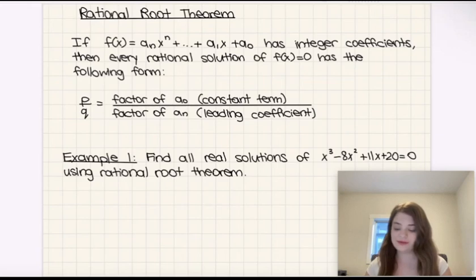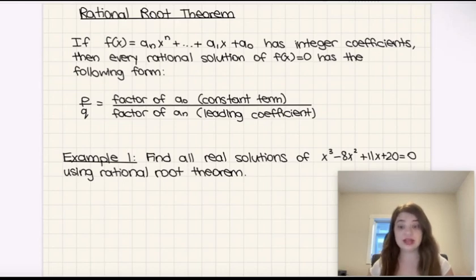It tells us that if f of x is a polynomial and it has integer coefficients, then every rational solution of f of x equal to 0 has the following form of p over q, where p is a factor of a naught, which is our constant term, and q is a factor of a n, which is our leading coefficient. And so our question asks us to find all the real solutions of this cubic function, x cubed minus 8x squared plus 11x plus 20 is equal to 0, using the rational root theorem.